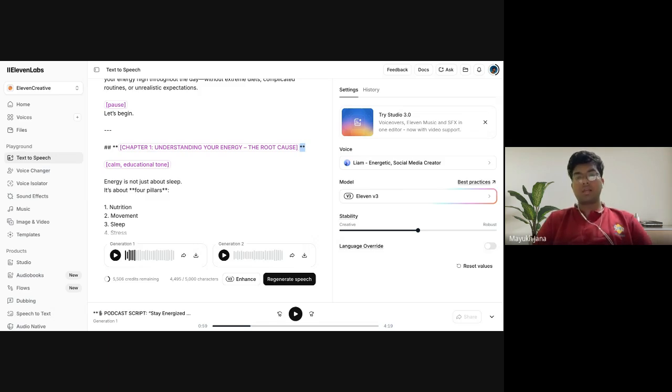What you will generally need to do, as I have told you, is keep the prompt in mind. I will share the prompt in your chat, whatever prompt I have given for this, so that you have the prompt with you. You can make changes in the prompt also, and you can use it yourself. This is how you will generate any podcast script using ChatGPT. I've given you the prompt in your Google Meet chat, not your WhatsApp chat.